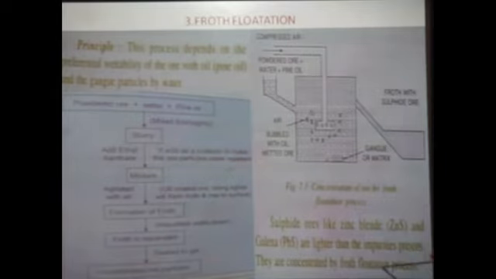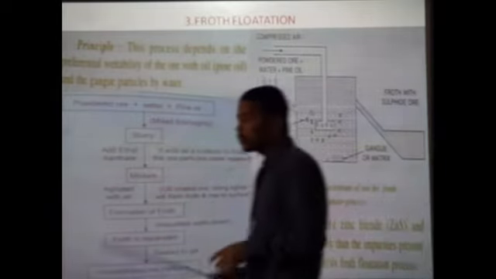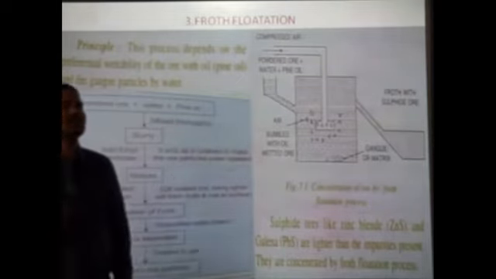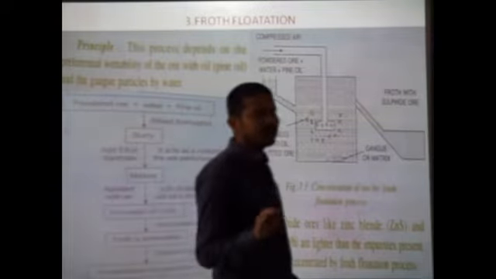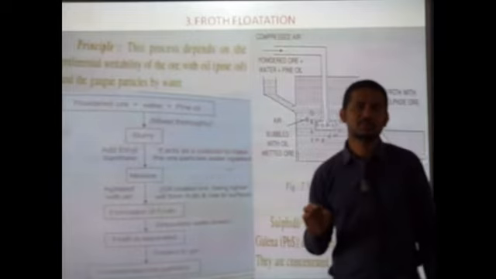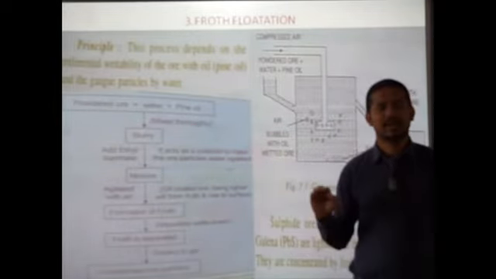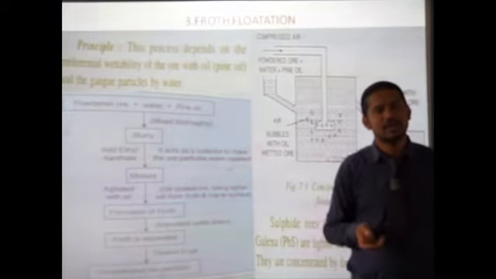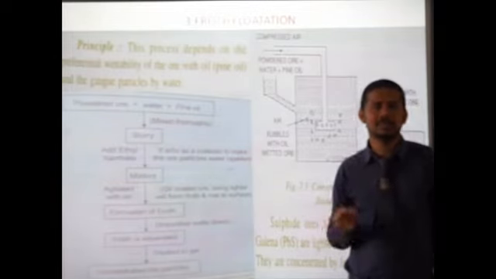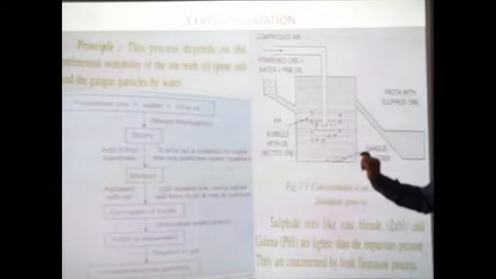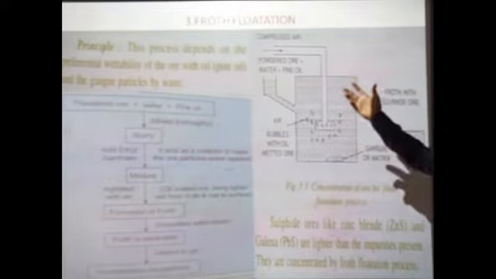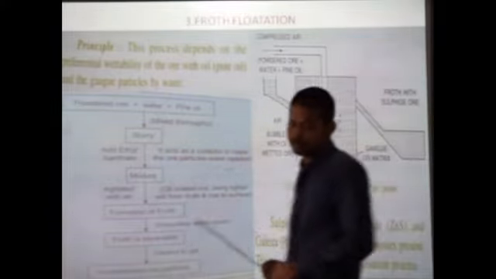So they are concentrated by the flotation process. In gravity separation, what has to be heavier? The ore has to be heavier, and the impurities lighter. For magnetic separation, the ore has to be non-magnetic and the impurities magnetic. For flotation, the ore should be lighter than the impurity so that it moves up in the form of froth.